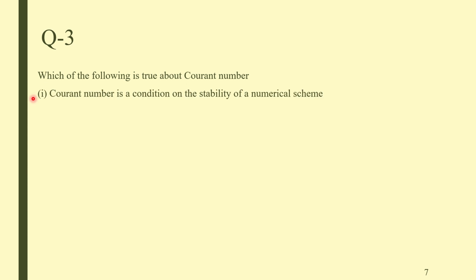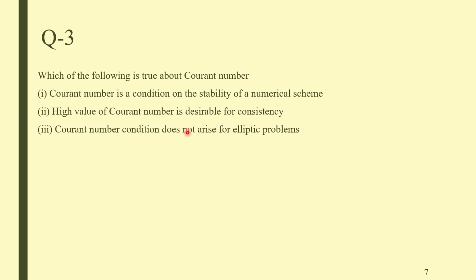So now let us move on to question 3. In question 3, it is mentioned: which of the following is true about Courant number? Statement 1, Courant number is a condition on the stability of numerical scheme. Statement 2, high value of Courant number is desirable for consistency. Statement 3, Courant number condition does not arise for elliptic problems.